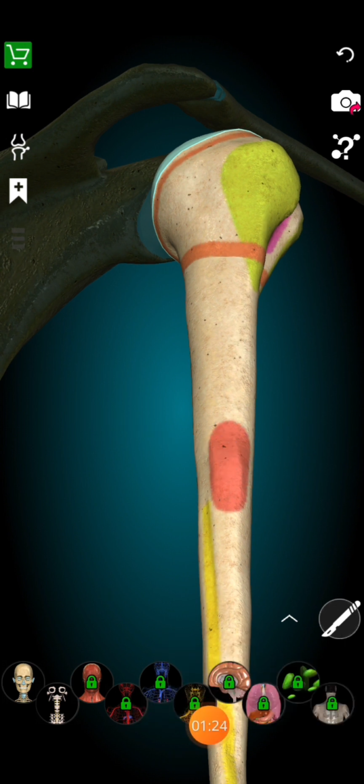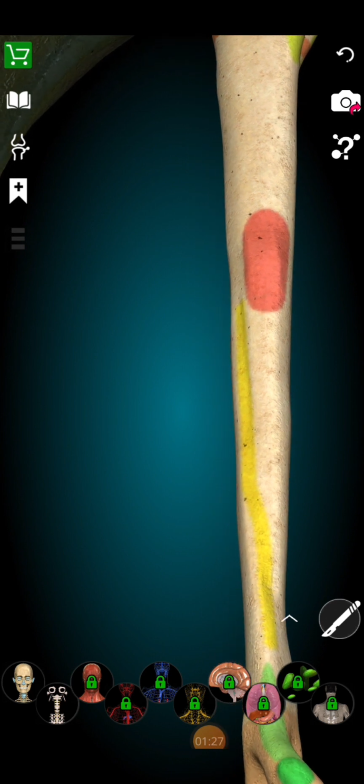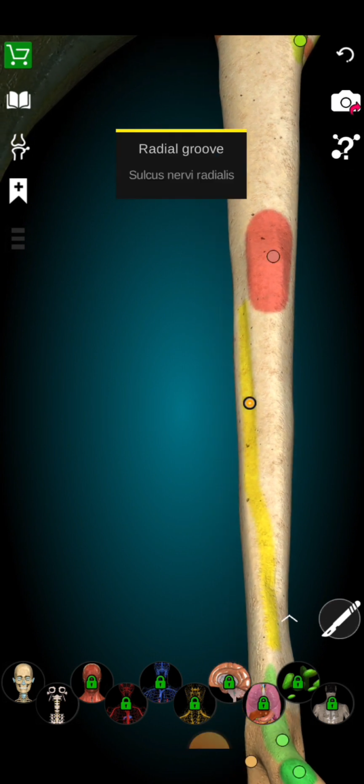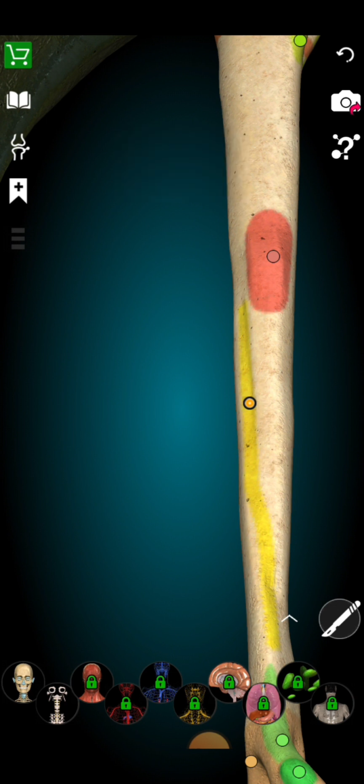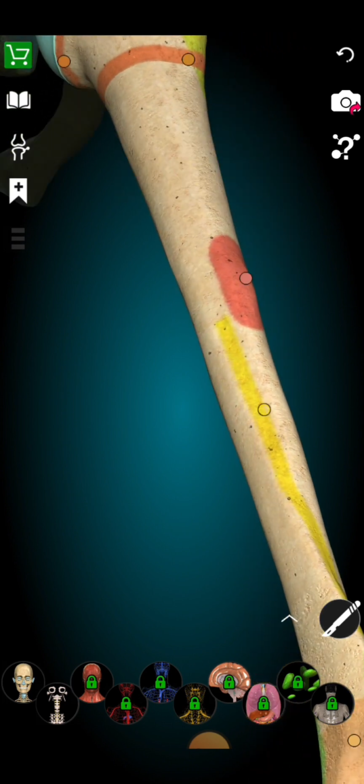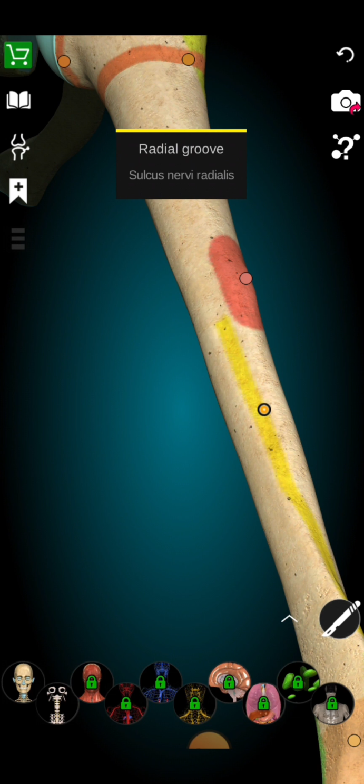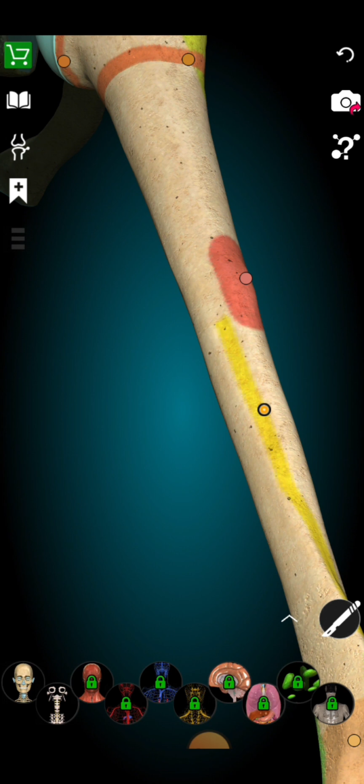Now another thing that I want to show you is that it has got on its posterior aspect a groove that is marked by the yellow line, called the radial groove. That radial groove is meant for the passage of the radial nerve along with the profunda brachii artery. If the middle of the shaft is broken or this radial groove area is injured, the nerve which is at risk of injury is the radial nerve, right?